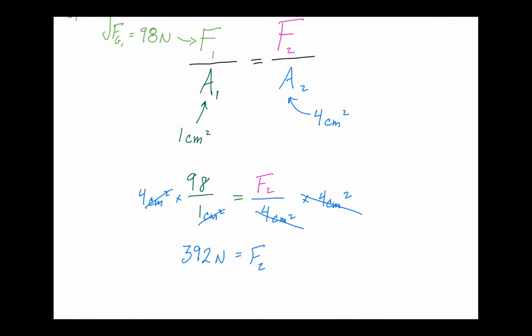But if you recall, it asked for the mass. Well, in order to get mass, I'm going to say, well, this force is from the gravitational force of object 2, and that's going to be mass 2 times g, which is 9.8. So I divide both sides by 9.8, and I will get 40. So mass 2 is 40 kilograms.